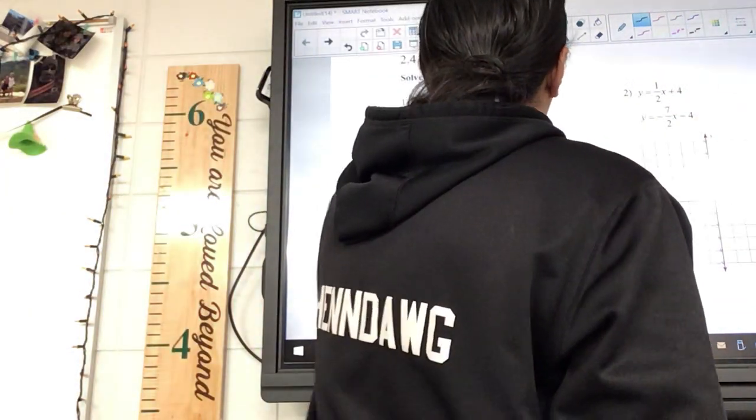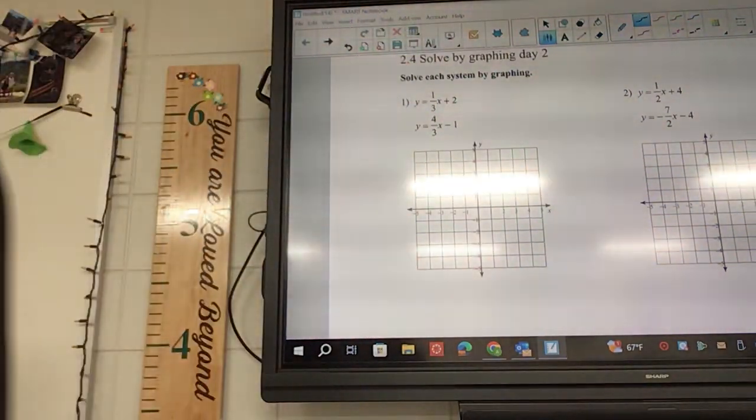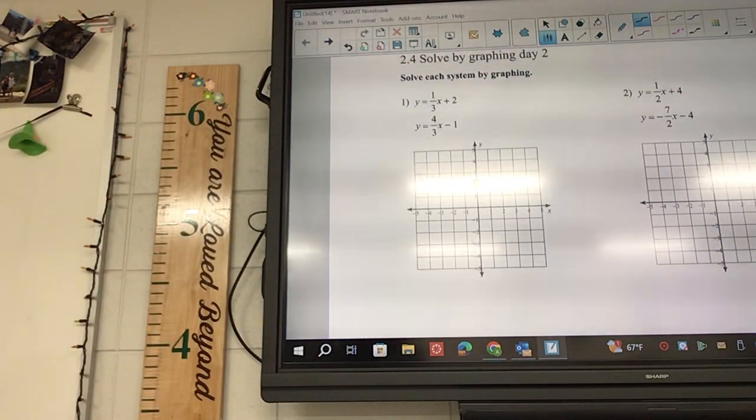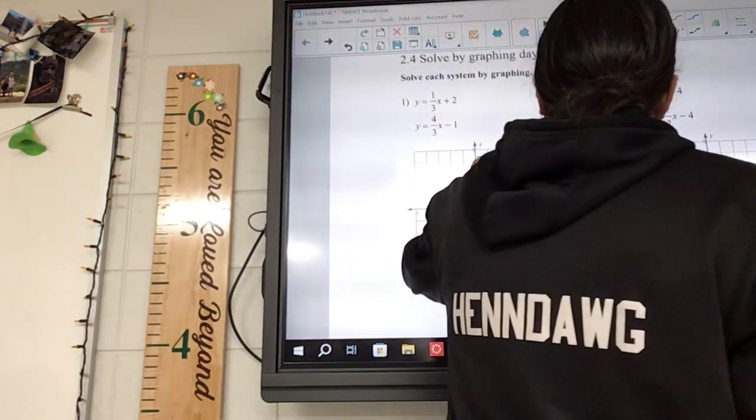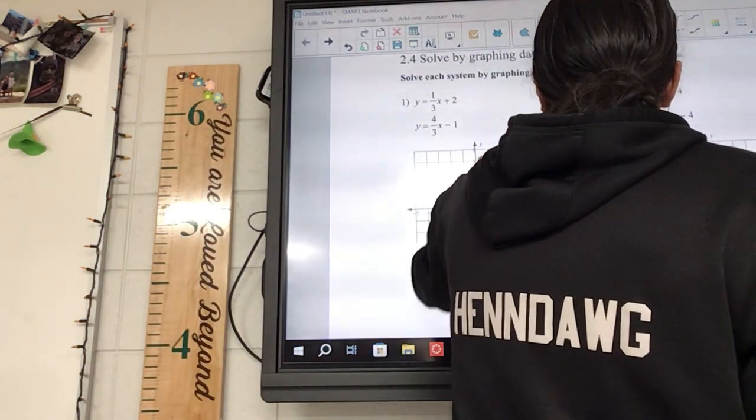At positive 2. So we're going to go to the Y line, and we're going to go to the 2, and we're going to put our dot. Okay, from that dot, where are we going? Up 1 over 3. Okay, and you're going to do that as many times as you can on line 1. So we're going to go up 1 over 3. Up 1 over 3. Okay, we can't go over 3 anymore.